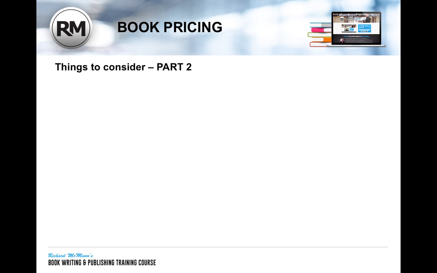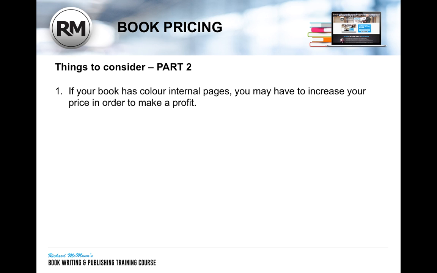Things to consider, part 2. If your book has colour internal pages, you will probably have to increase your price in order to make a profit. Okay, so if you're going to use Amazon CreateSpace, when you go onto CreateSpace, have a look at their royalty calculator, because there's a royalty calculator on Amazon CreateSpace, and you can input the number of pages your book is, whether you have internal color pages with a bleed or not, and then it will tell you how much profit you're going to make. So you can actually then work out your price point based on that calculator.